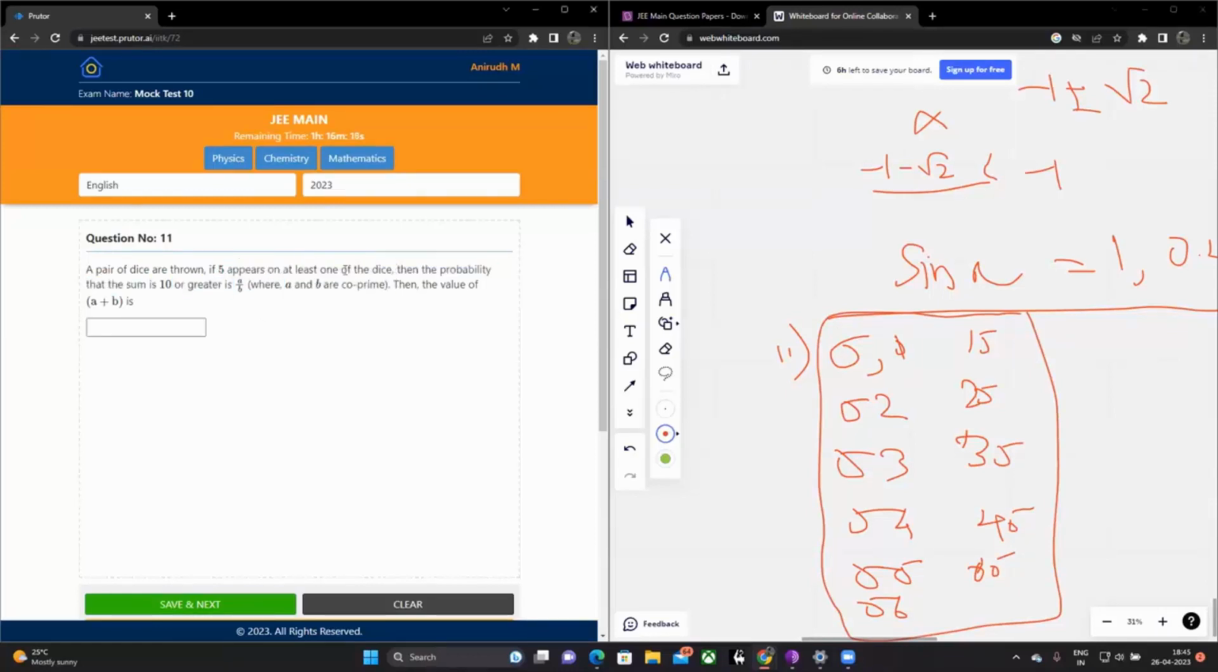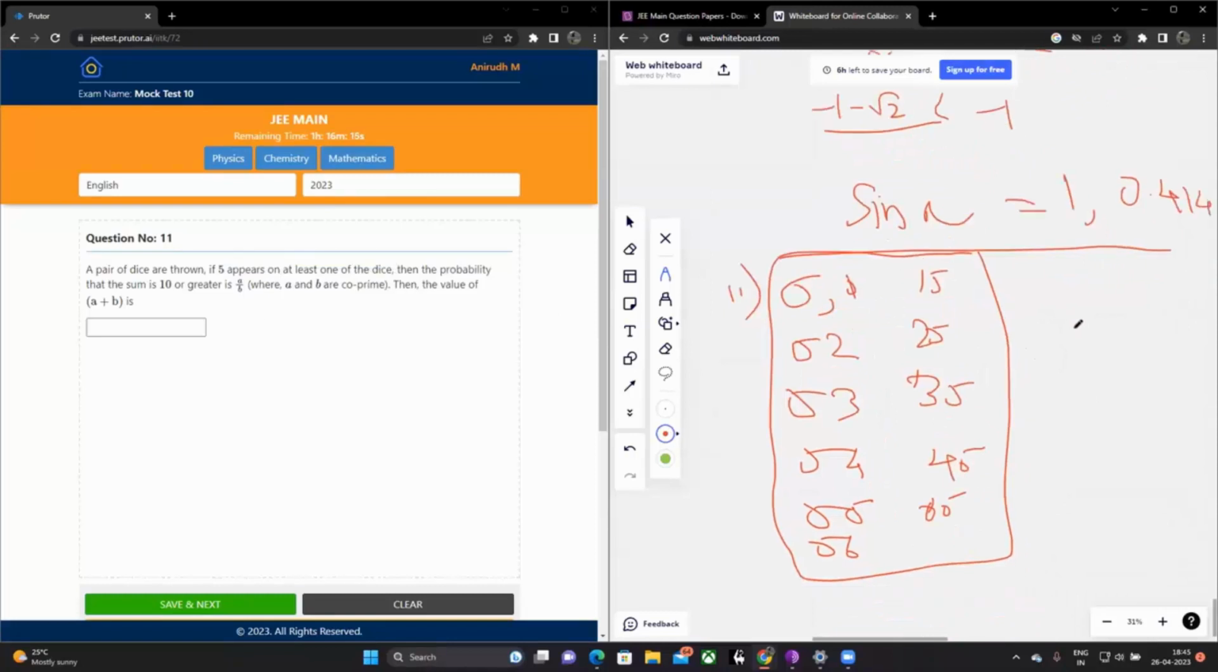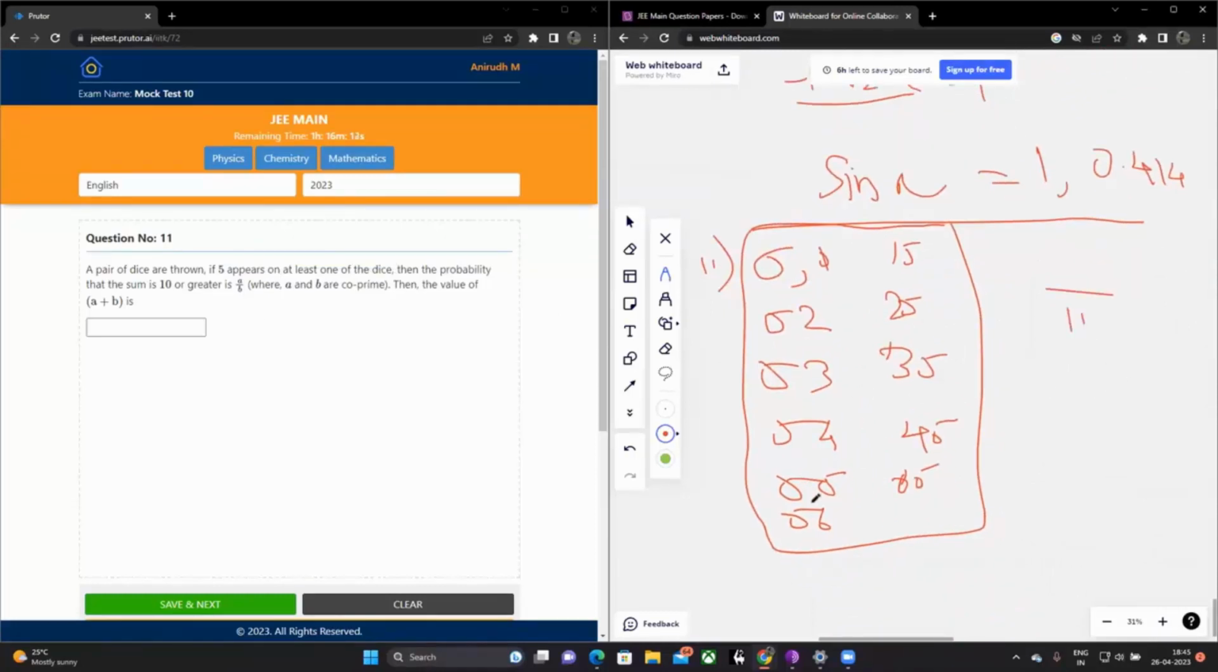Given this constraint, your sample space is basically 11, right? I'm not counting 5 5 again because that's a repeat count and you should not do that, right? The probability that the sum is 10 or greater occurs when it's 5 5, 5 6, or 6 5. That is 3, right? So that's 3 by 11, and you can see that 3 and 11 are co-prime. The value of a plus b is 4.